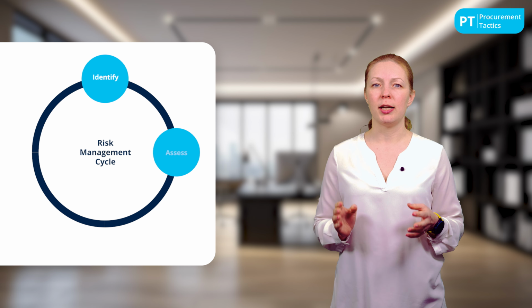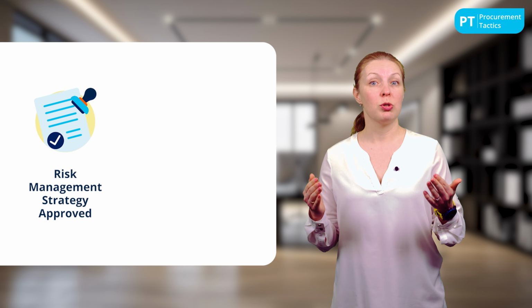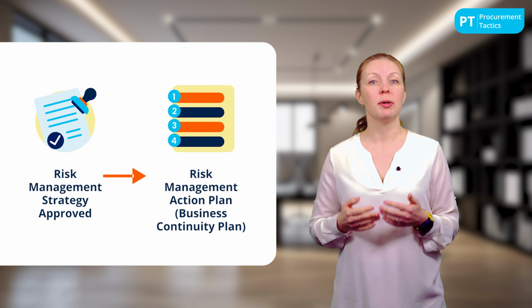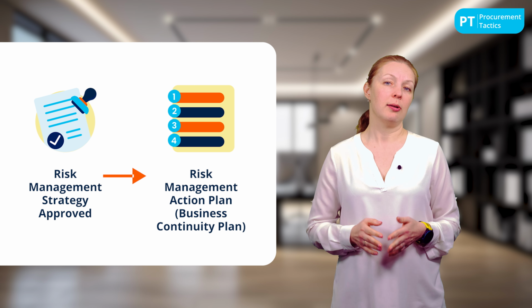Let's get started. You learned in the previous lessons that a crucial part of the risk management cycle is mitigating the risk. Now that your risk management strategy summary has been approved by management, it's time to dive into the detailed risk management action plan, also known as the Business Continuity Plan, BCP. This plan focuses on mitigating risks effectively to ensure the smooth operations of your business.